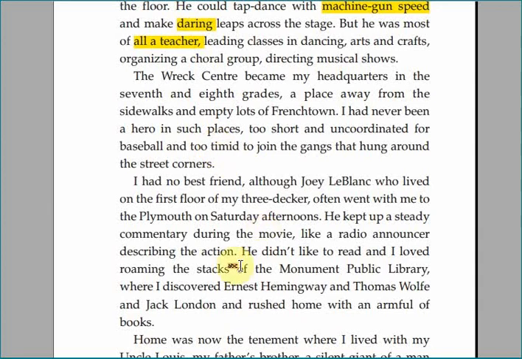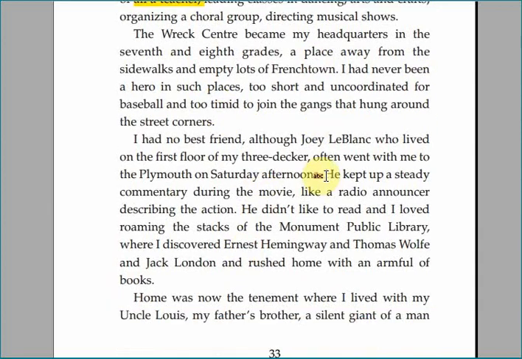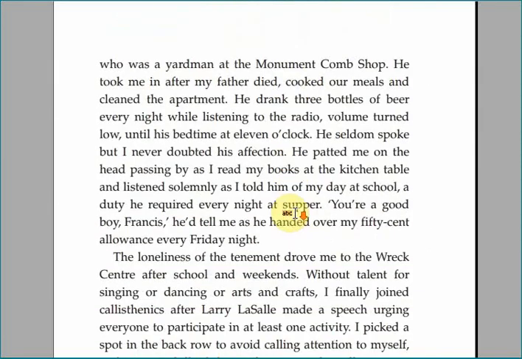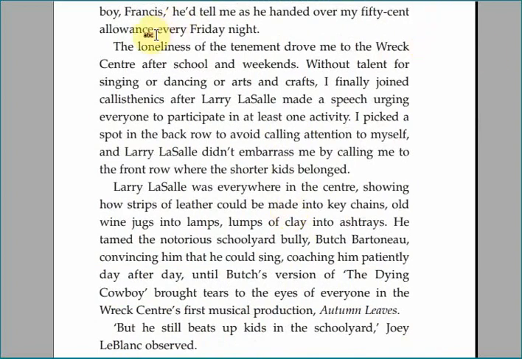And then there's a description of the rec centre, all of the things that make a person a hero we talked about last time. And then here, Francis tells us that he's lonely and that's why he goes out. But Larry Lasalle made a speech urging everyone to participate in at least one activity. So he's trying to get them all involved. He's getting buy-in from these kids who don't have anywhere else to be. They're lonely. They don't know how to make friends by themselves. And Larry Lasalle is kind of bringing them in and making them feel good about themselves. And he talks about how Larry Lasalle didn't embarrass him by calling him to the front.